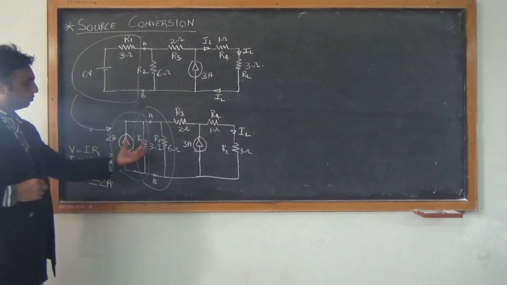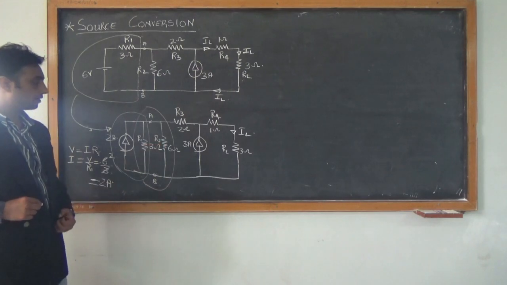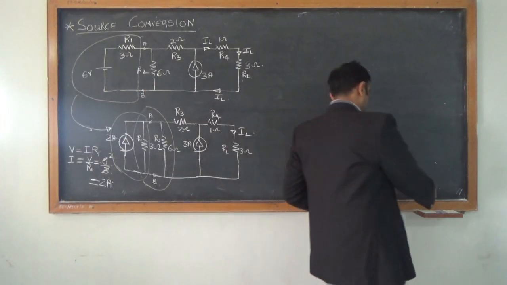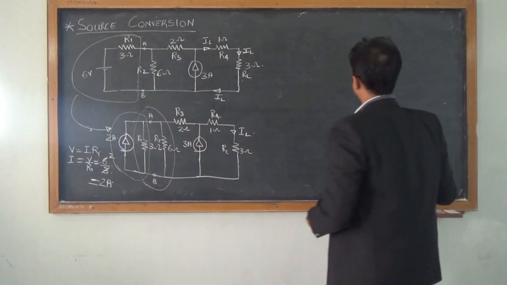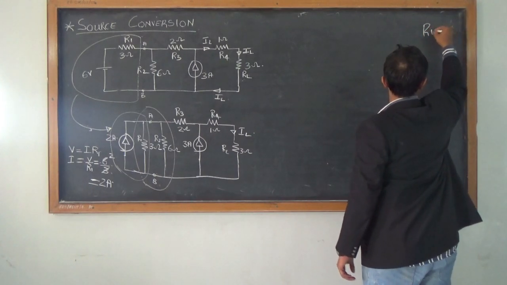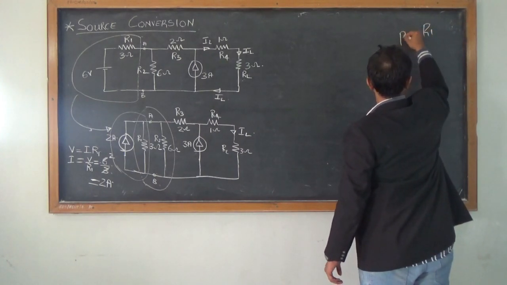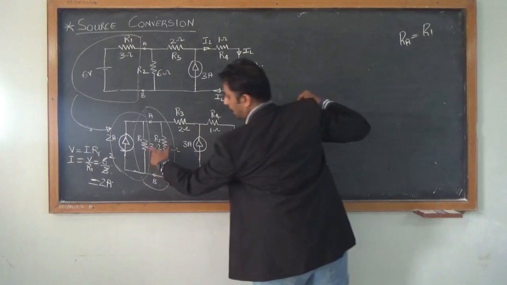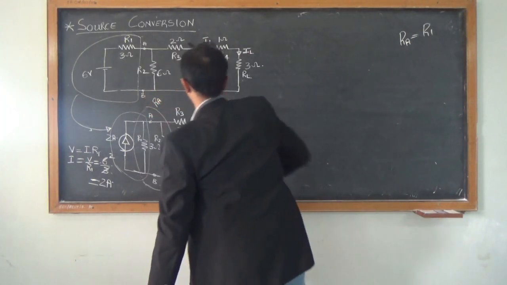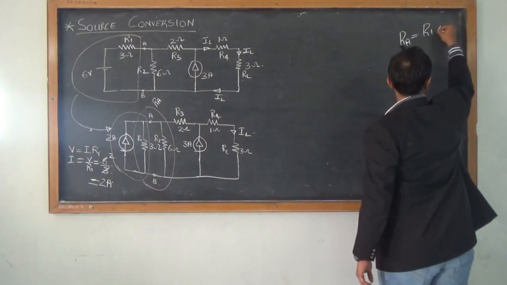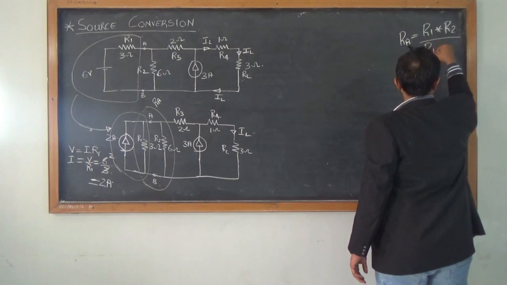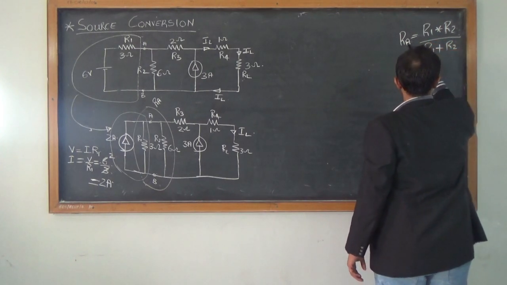So now what I will do is I will combine R1 and R2 together. So if I combine R1 and R2 together, I get, combining R1 and R2 together as Ra. So Ra will be equal to R1 into R2 divided by R1 plus R2.